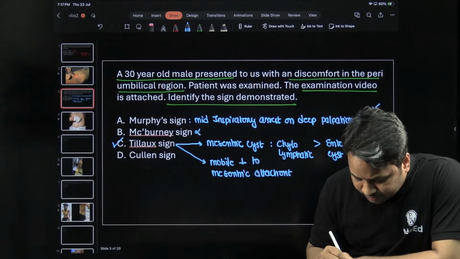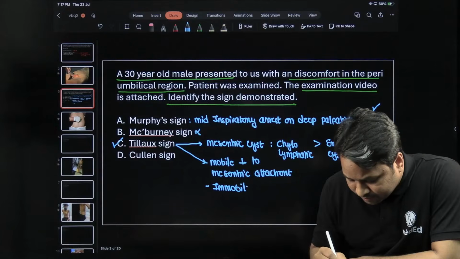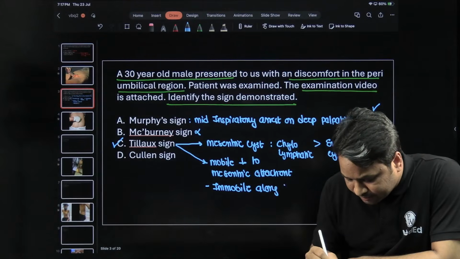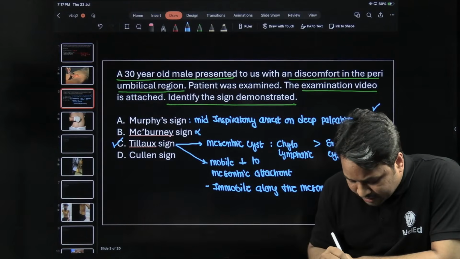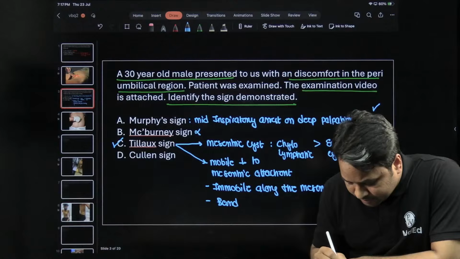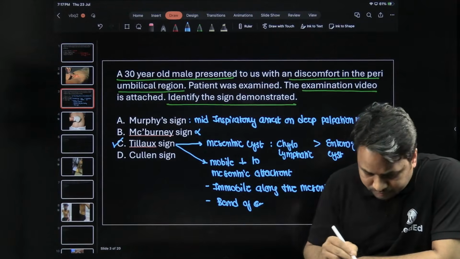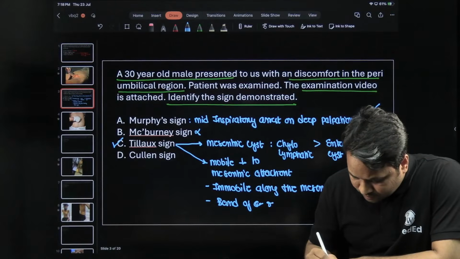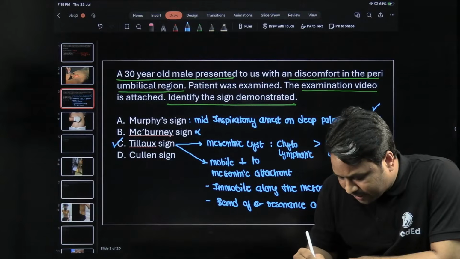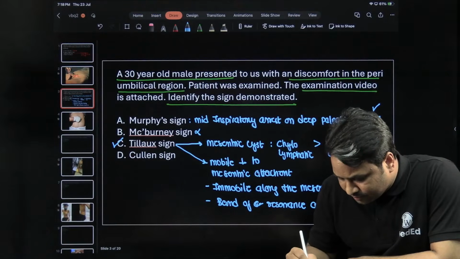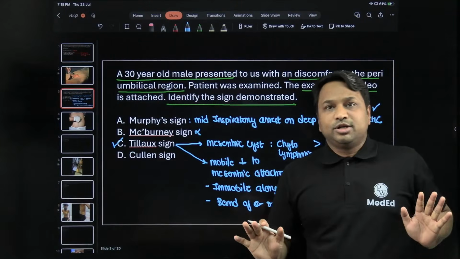And it is immobile along the mesentery. And also there is a band of resonance around the swelling. This is what we call Tillaux sign positive.